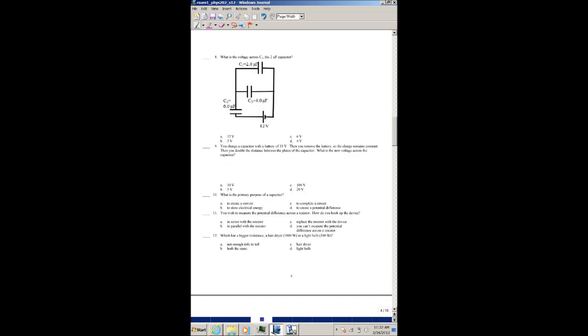What is the voltage across the 2 microfarad capacitor? I need to combine these two capacitors. That gives me 2 plus 4, which equals 6. So my new circuit looks like this. I have 2 6 microfarad capacitors in series. They share 12 volts, so they also have 6 volts across each of those. But I want to know the voltage across this one. It's also going to be 6 volts, so that's C. This one's 6 volts because these two are in parallel, so they both get 6 volts.